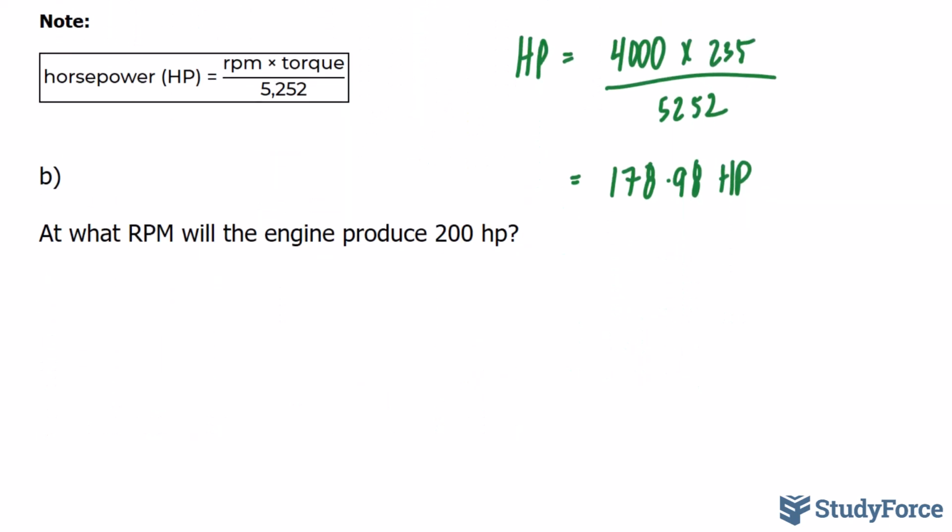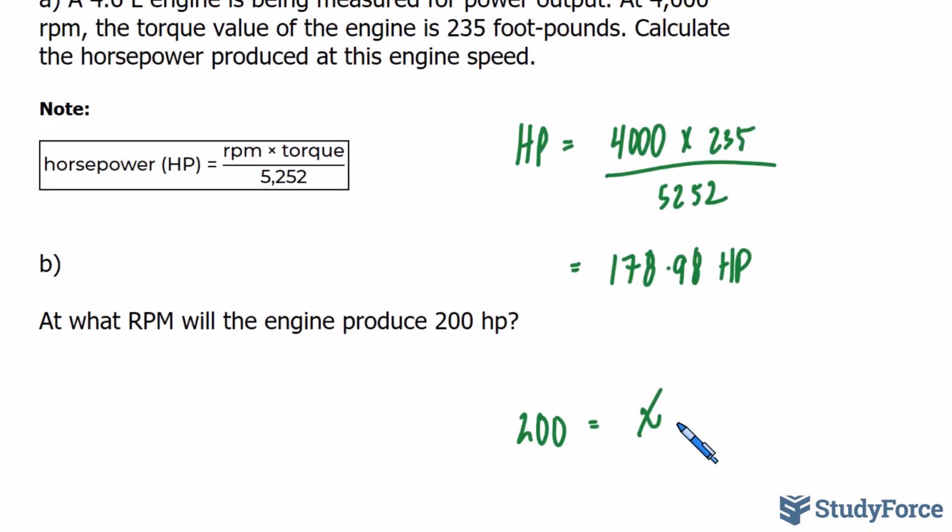In question B, at what RPM will the engine produce 200 horsepower? So this time we're looking for the RPM and we've been given the horsepower. We do have to work backwards. I'll substitute in for HP 200. RPM is unknown, so I'll just denote that as X. Now, the torque hasn't changed. It's still 235. So we will multiply this by 235 over 5,252.